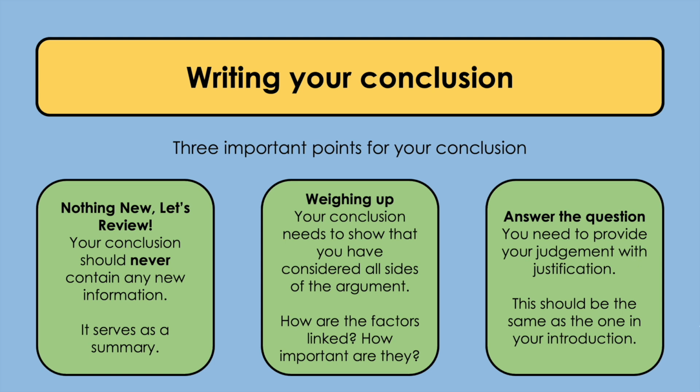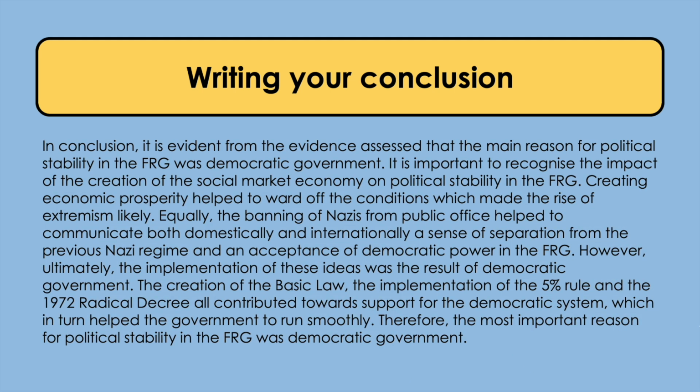Again, the main part of your justification is, of course, in your main body, but this is your summary. So, yes, you think that democratic government was the main reason for political stability, but why? Give us a brief judgment. Give us a brief justification as to why you believe that. So let's have a look at an example conclusion then.